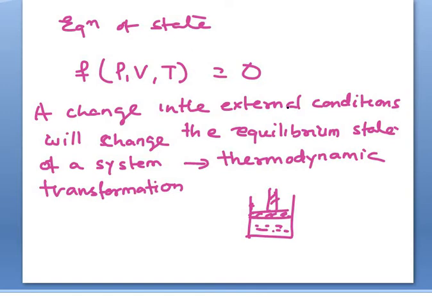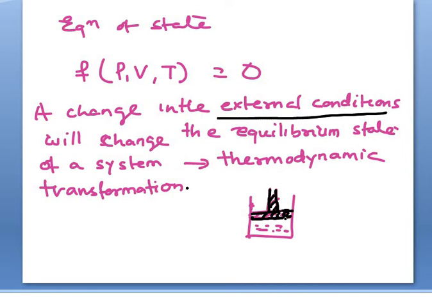Now, any change in the external conditions will change the equilibrium state of a system, and such a case is known as a thermodynamic transformation. Suppose you have a container with a piston, and you have put some gas inside it. This is a movable piston, and the gas had attained equilibrium. Then you lift the piston a bit. The volume changes, so naturally the pressure will also change. So there is a change in the equilibrium state of the system. Such a transformation is known as a thermodynamic transformation.